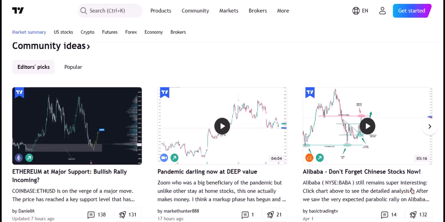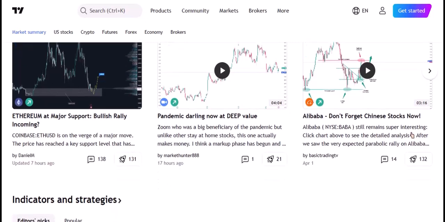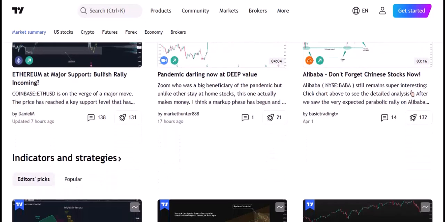So, to directly answer the initial question, yes, TradingView offers a free plan that you can use indefinitely. It's not a trial period, it's a genuine free tier with a rich set of features. However, to access the full spectrum of TradingView's capabilities and remove certain limitations, you would need to opt for one of their paid subscription plans.